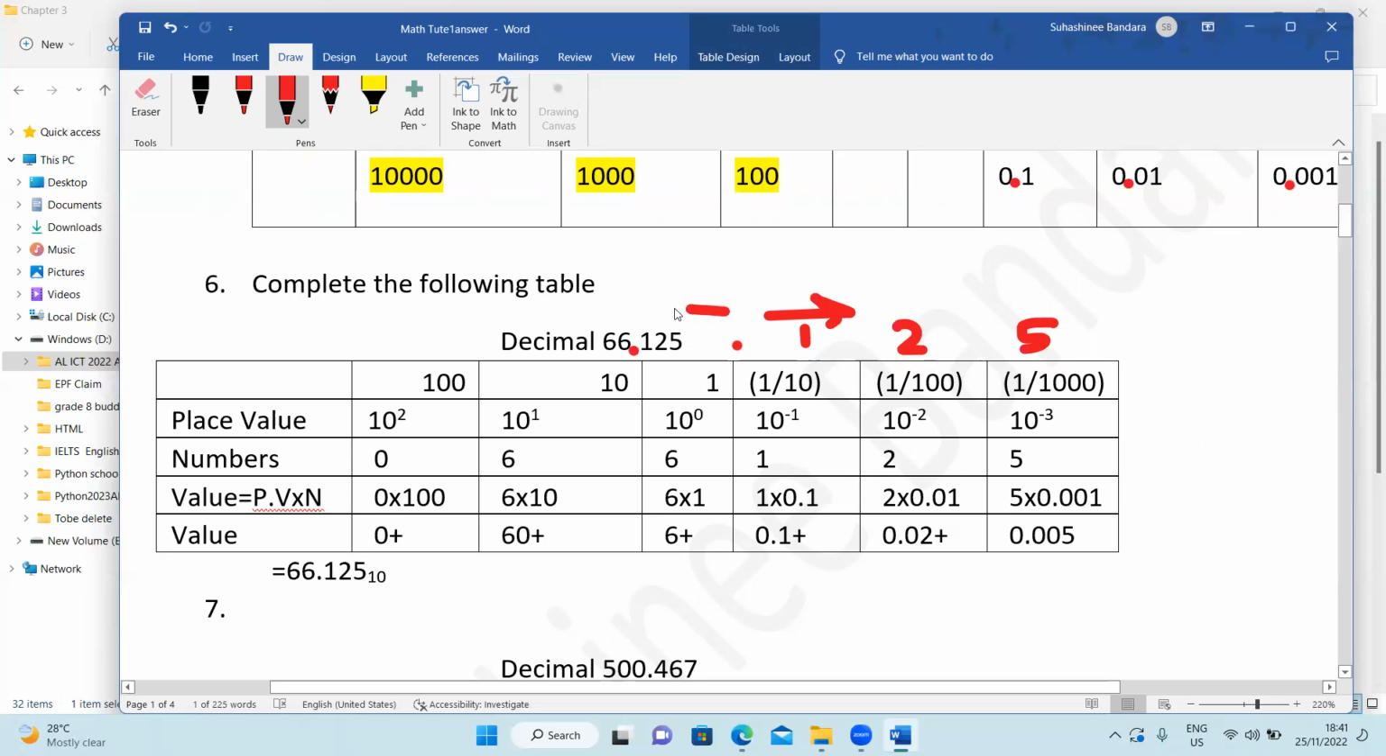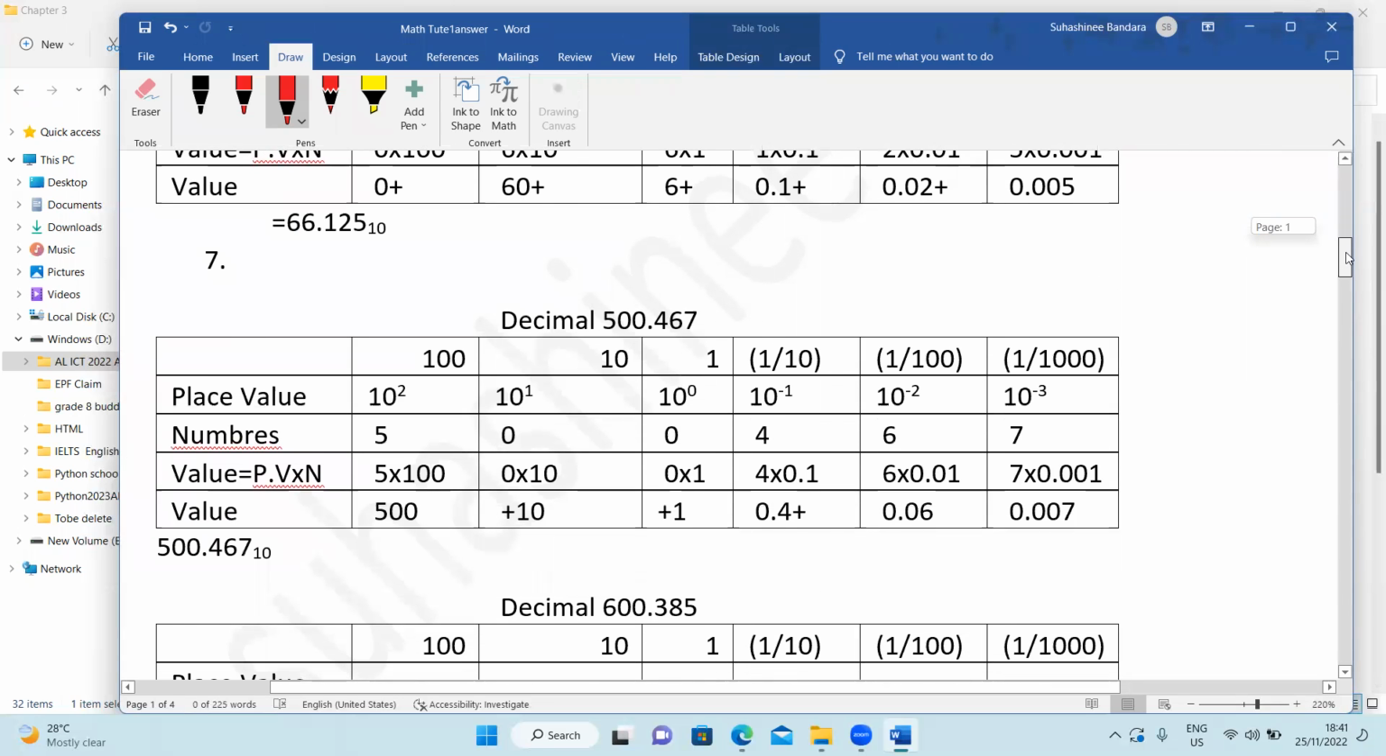Then on the left hand side, 10 to the power 0 is 1, 10 to the power 1 is 10, and 10 to the power 2 is 100. So we can calculate all the values there: 0, 60, then 6.1. Then finally you will get the value 66.125.